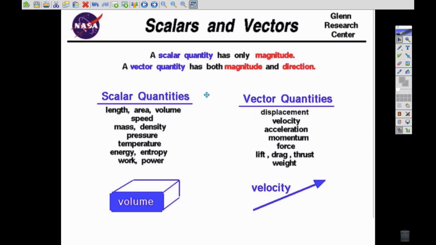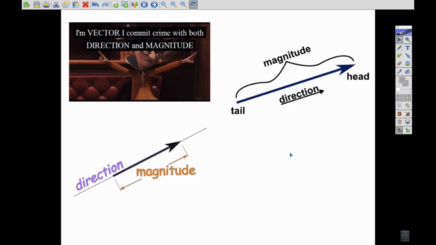So here's another list of the differences between scalars, which just have magnitude, and vectors, which have both magnitude and direction. So the way that we model vectors is with an arrow that has a tail, the starting point, and the head, which has an arrow, and the arrow shows what direction it's heading in. The length of the arrow shows the magnitude.